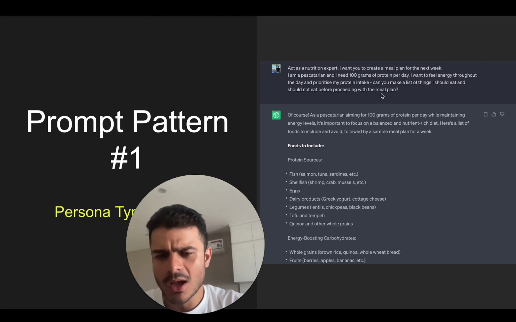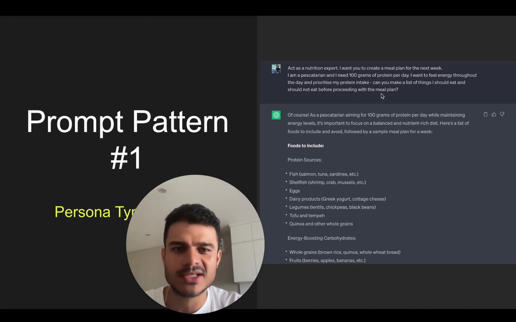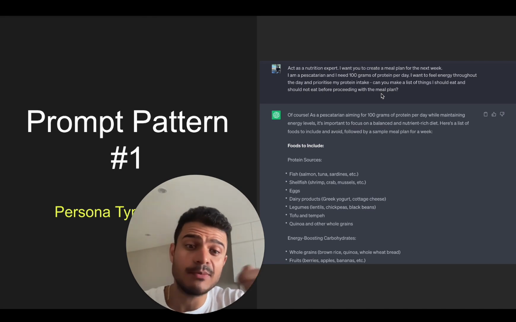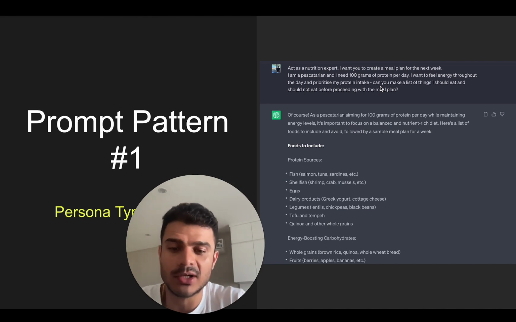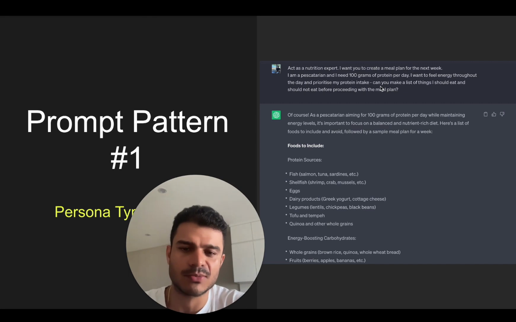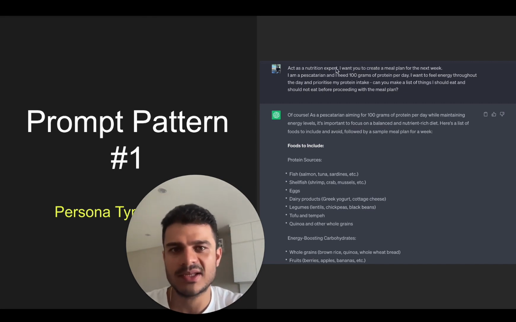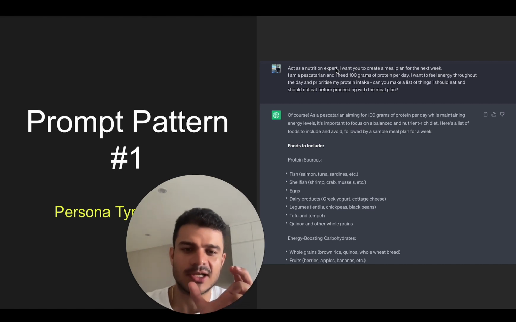Now, the important thing to understand is I've gone into details about exactly what I need. You may not have that much information. And there is a prompt pattern where you can actually get the information from the AI tool to be able to understand what input to give it. In this case, I knew what input to give it because I've done enough research about my body and my fitness and my nutrition, right? But the important thing is, act as a nutrition expert is going to focus on that.